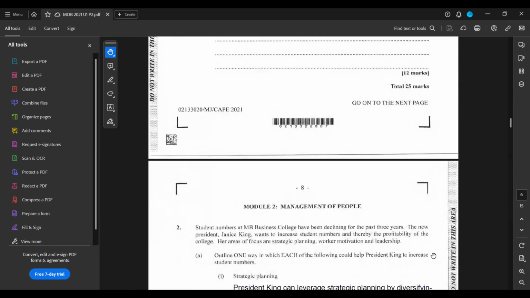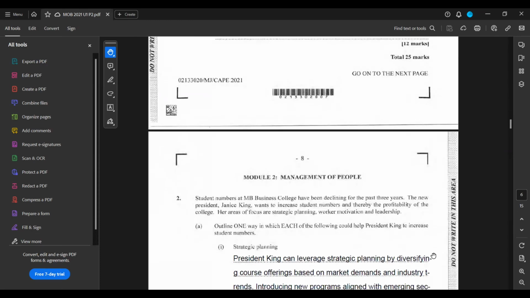Module 2, Management of People. Student numbers at MB Business College have been declining for the past 3 years. The new president, Janice King, wants to increase student numbers and thereby the profitability of the college. Her areas of focus are strategic planning, worker motivation, and leadership. Outline one way in which each of the following could help President King to increase student numbers.